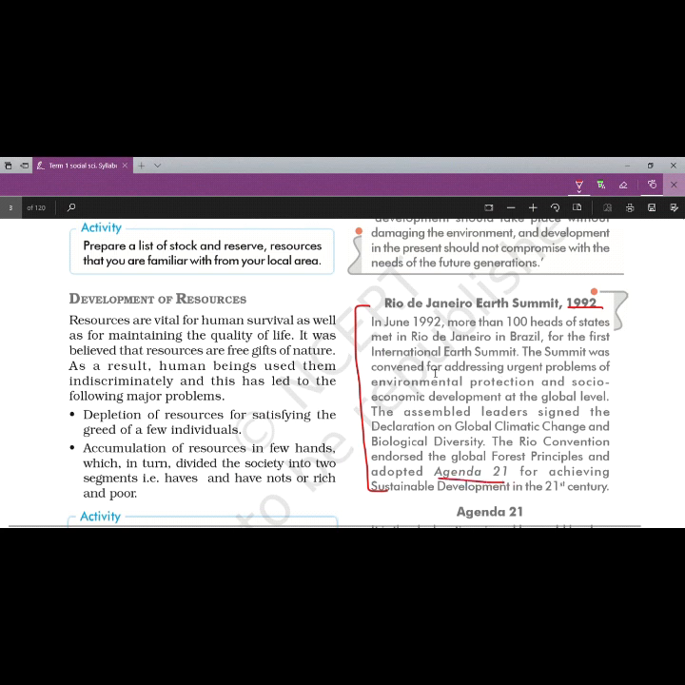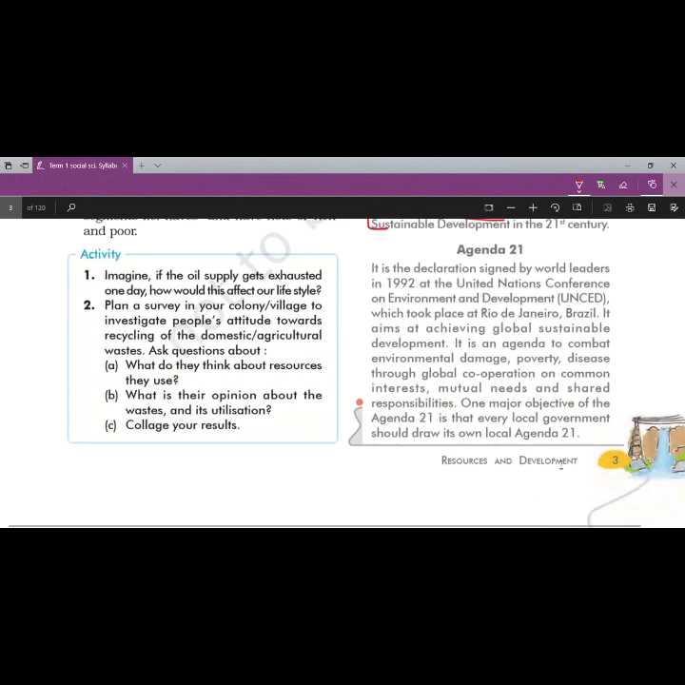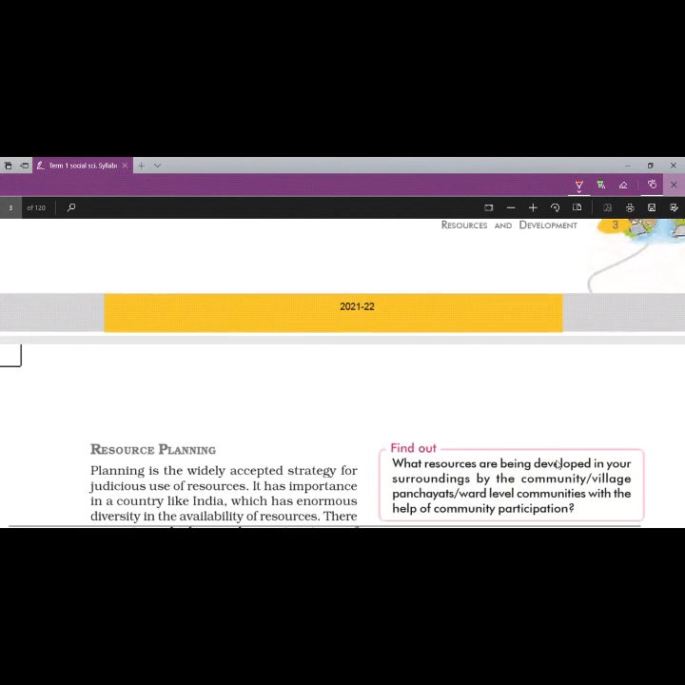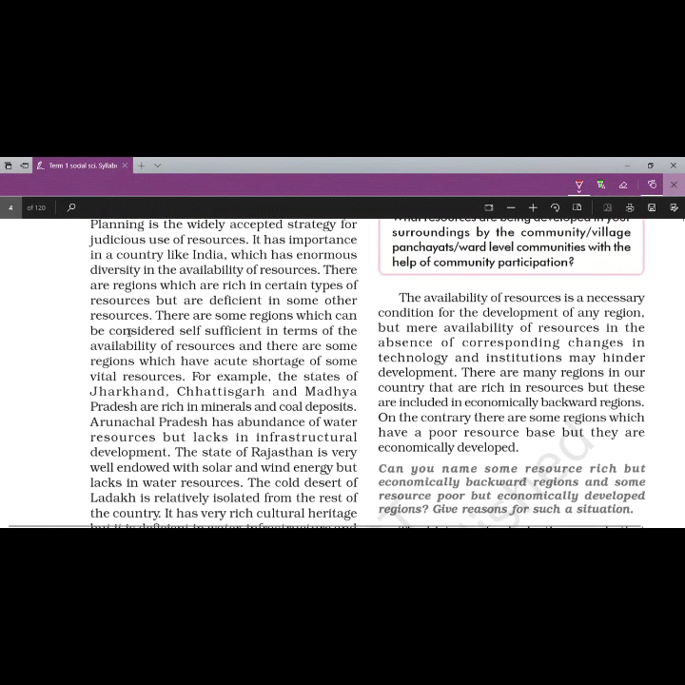Agenda 21 is covered here. In June 1992, 100 heads of states met in Rio de Janeiro in Brazil for the first international Earth Summit. The summit was convened for addressing urgent problems of environmental protection and socio-economic development at the global level. You can get any question from this paragraph also. Development of resources, this Agenda 21. Resource planning is very important. Which states are included here?